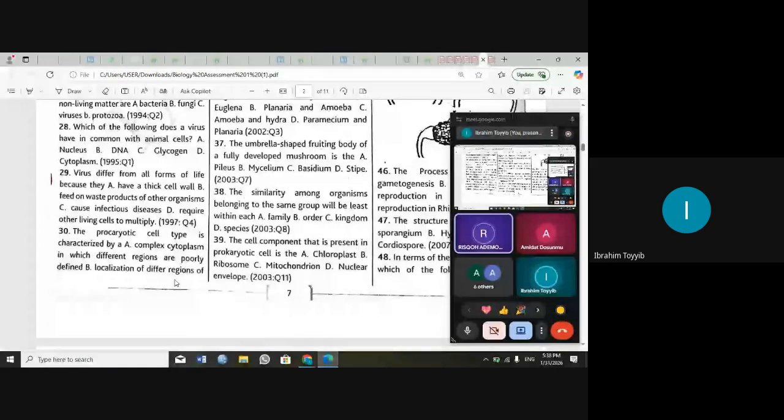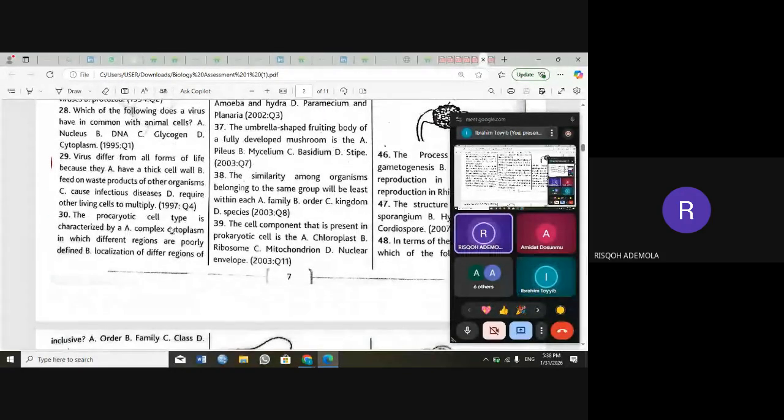Okay. So the prokaryotic cell. Do you know what a prokaryotic cell is? What's the meaning of prokaryotic cell? I've taught you now. The cell that does not have a true nucleus, the cell that does not have a nucleus, is the opposite of the eukaryotic cell, the cell that has a true nucleus.